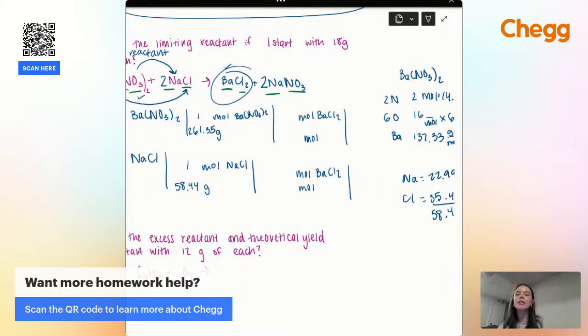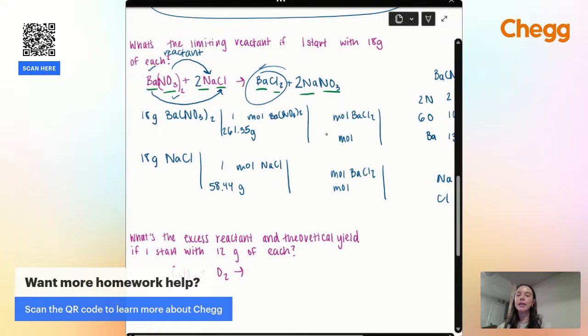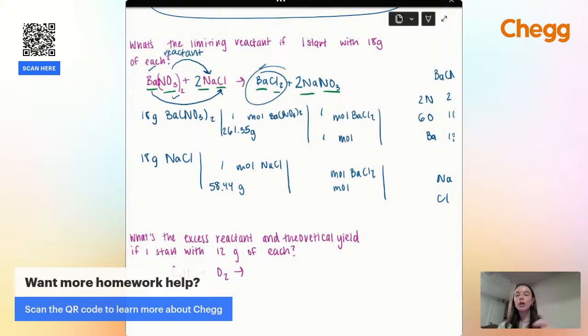And then I'm going to need those coefficients for moles to moles of BaCl2. And I just get those from the equation. So for BaNO3, I have a coefficient of 1, and BaCl2, I have a coefficient of 1. So it's just going to be 1 and 1. For NaCl, though, I have a coefficient of 2, and BaCl2 is 1. So now we have both of these problems set up.